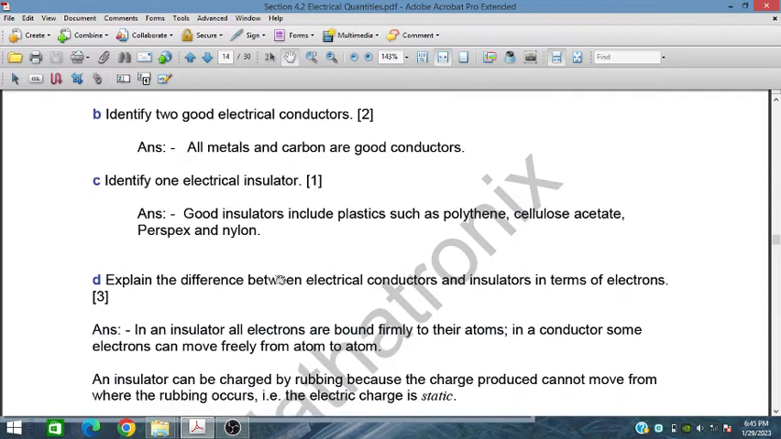In part B, identify two good electrical conductors. All metals and carbon are good conductors. And good electrical insulators include plastics such as polythene, cellulose acetate, perspex and nylon.